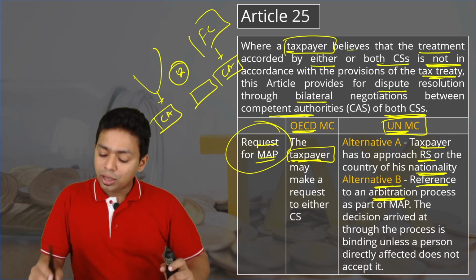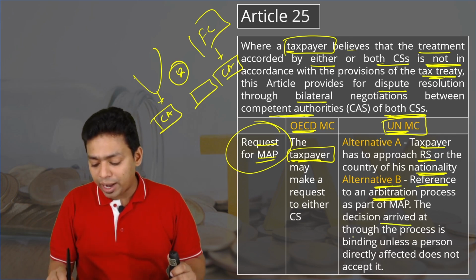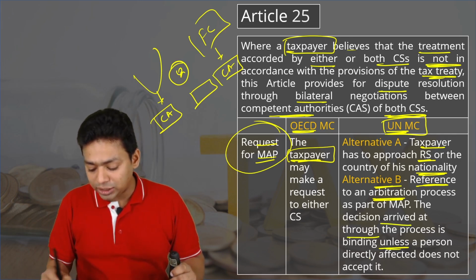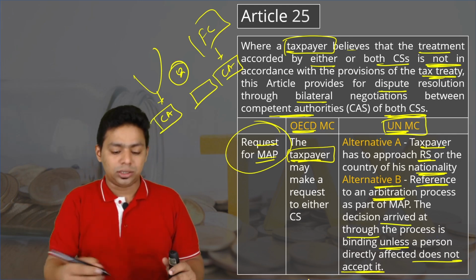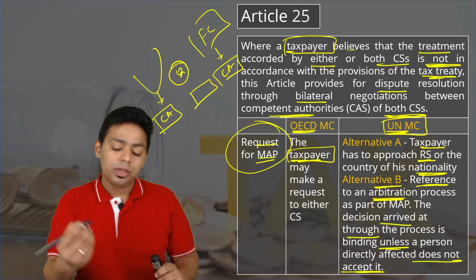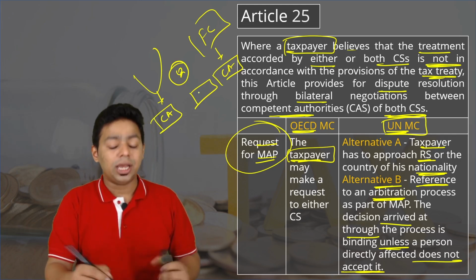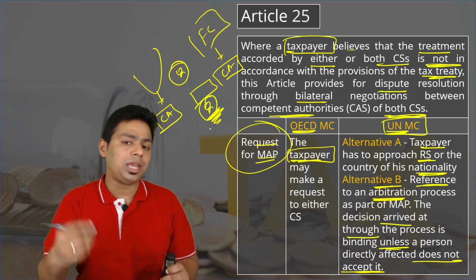Okay, reference to an arbitration process as a part of MAP. The decision arrived at through the process is binding unless the person directly affected does not accept it. Obviously, whatever decision is given by the arbitrator will be applicable on the contracting states. But if the decision is given against the assessee, then he can challenge it.